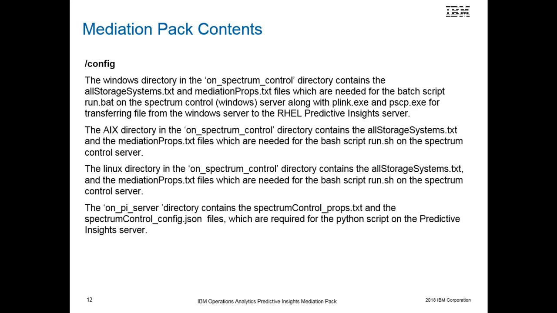The config directory contains the on_spectrum_control subdirectory, which contains the platform-specific configuration files for Windows, AIX and Linux, which are needed for the run script. Also the on_py_ directory contains the configuration files that are needed by the Python script that is executed on the Predictive Insights server. The contents of these configuration files will be discussed later in the presentation.